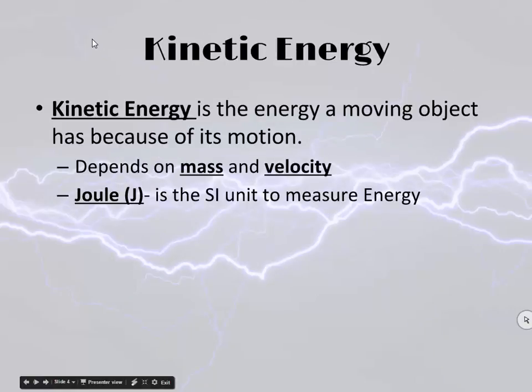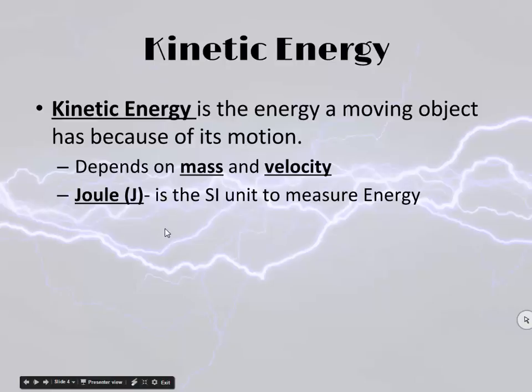Kinetic energy, we've heard that word before. We've talked about it in terms of kinetic friction, so friction an object experiences when it's moving. So kinetic energy is the energy of a moving object. It's the energy it possesses because of its motion. Kinetic energy depends on the mass of the object and the velocity. The more massive your object is, the more kinetic energy it's going to have. The higher the velocity of your object, how fast it's moving, is also going to increase its kinetic energy.